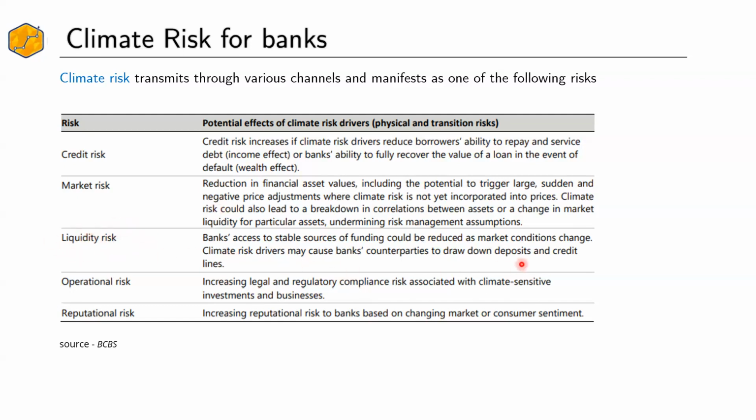Similarly, we have liquidity risk. It is possible that if some disaster happened systematically in a particular area, depositors or creditors will withdraw their money. And that will lead to a liquidity crunch for the bank. If the depositors withdraw their money, then obviously the bank will run into a liquidity crisis. It may happen because of a climate event.